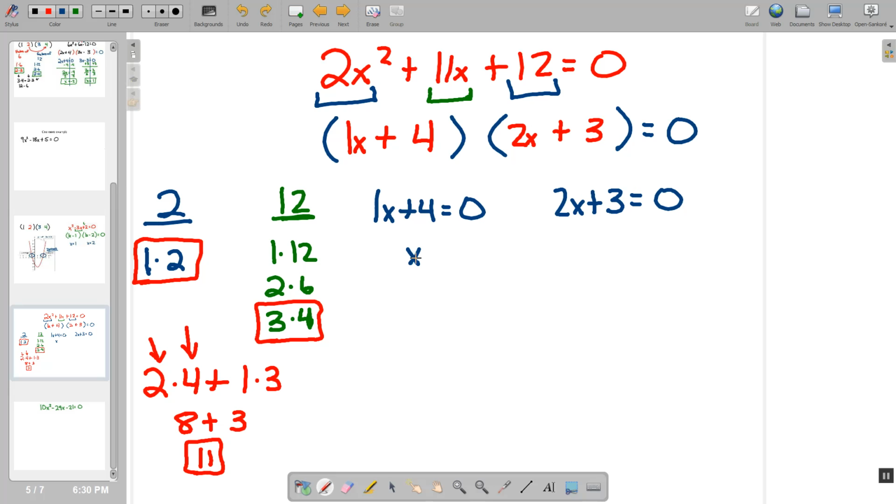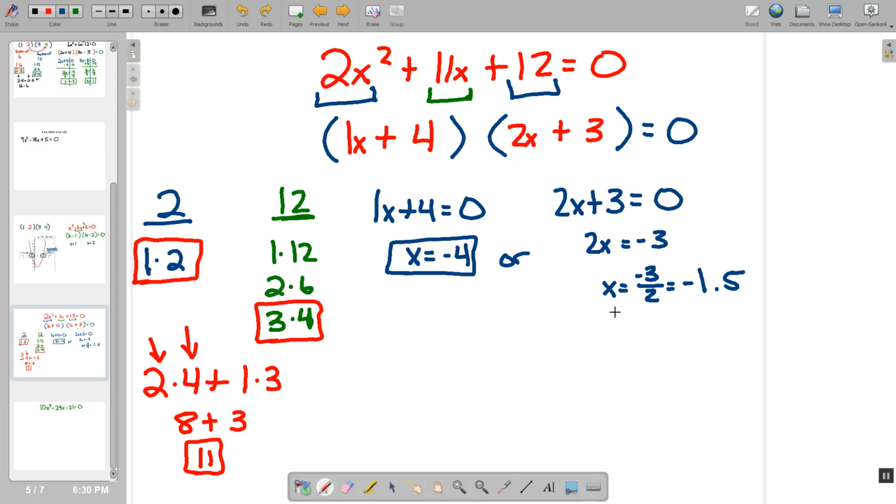This one will become x equals -4 as one of our solutions, or 2x equals negative 3, so x equals negative 3/2, which is the same as negative 1.5. So there are our two solutions.